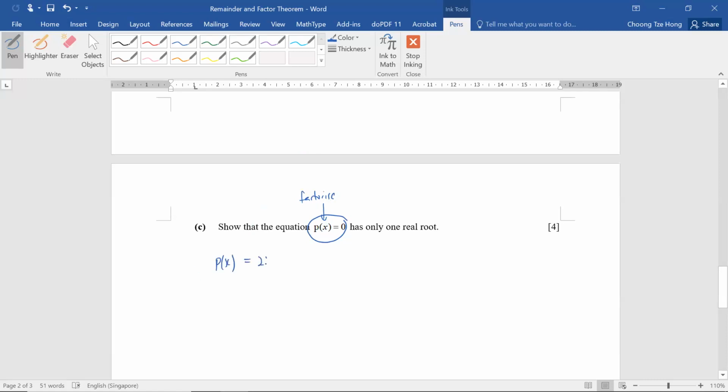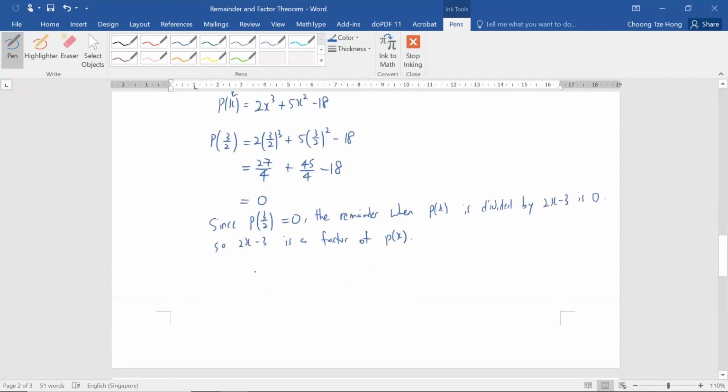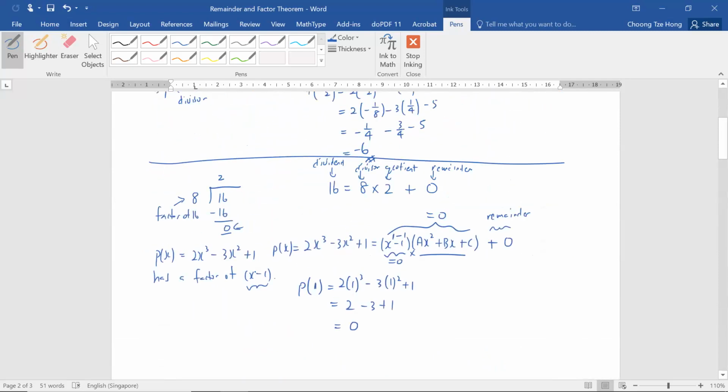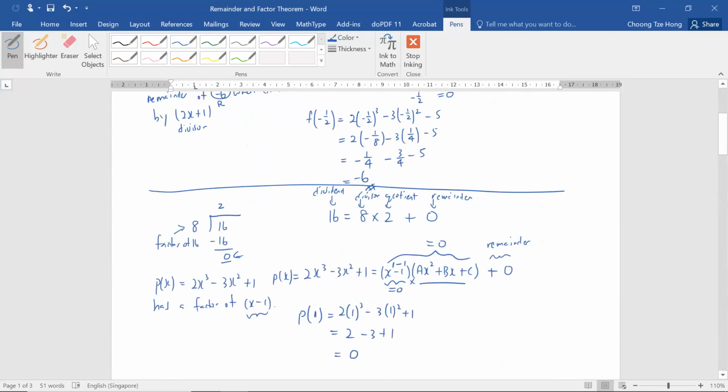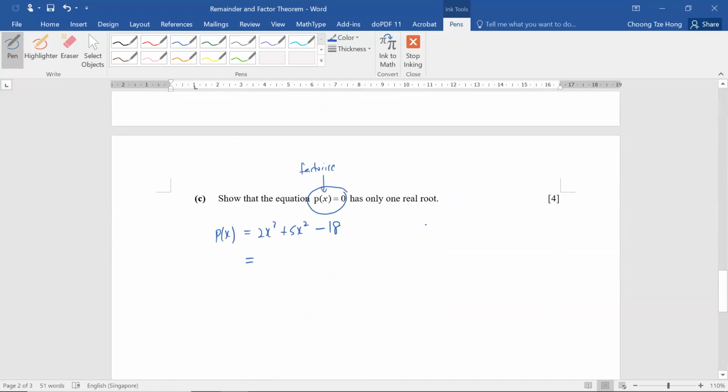Remember, P(x) is 2x cubed plus 5x squared minus 18, right? To factorize P(x), we need to know one of the factors, which part B already helped us with, because in part B we showed that 2x minus 3 is a factor. Remember, when something is a factor, like x minus 1 being a factor of P(x), then P(x) will just be x minus 1 times another quadratic factor. It's the same thing here. Since 2x minus 3 is a factor, it's going to be 2x minus 3 times another quadratic factor.